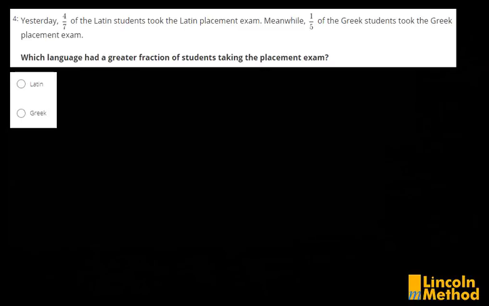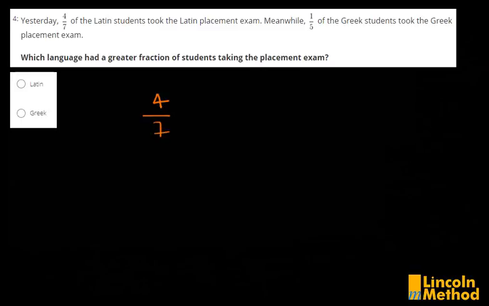Yesterday, 4 over 7 of the Latin students took the Latin placement exam. Meanwhile, 1 over 5 of the Greek students took the Greek placement exam. Which language had a greater fraction of students taking the placement exam? We need to choose between the two options that are given to us, but let's first compare these fractions.